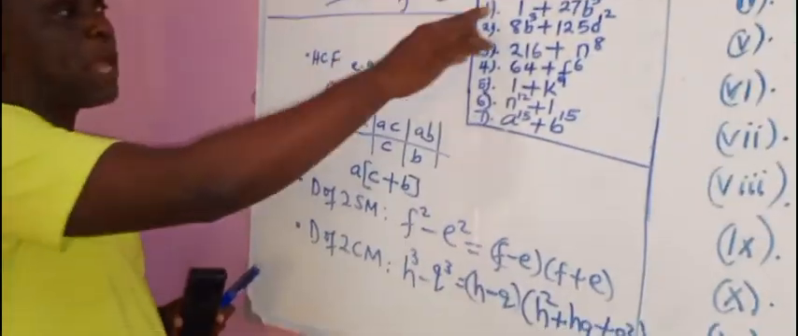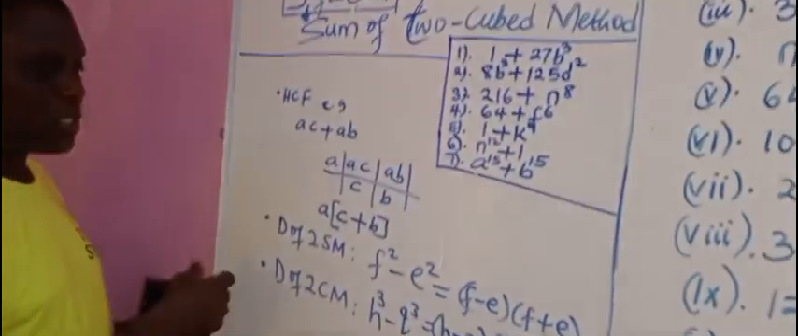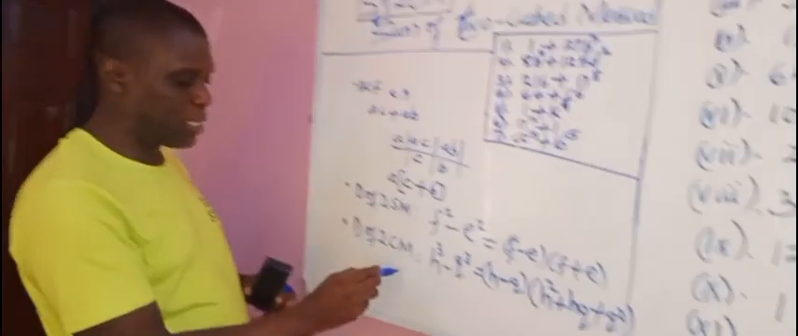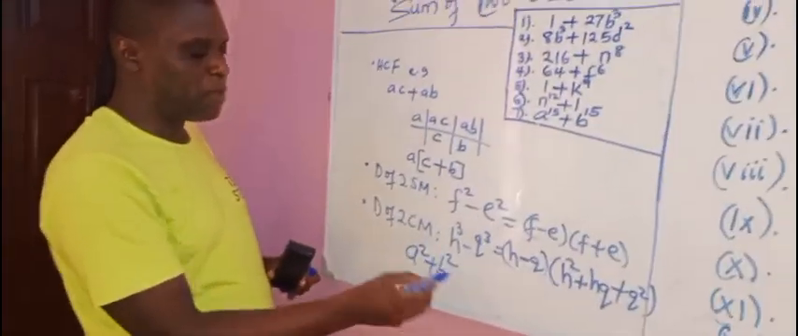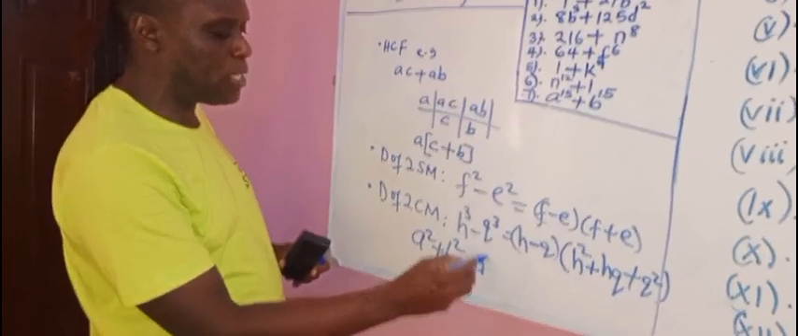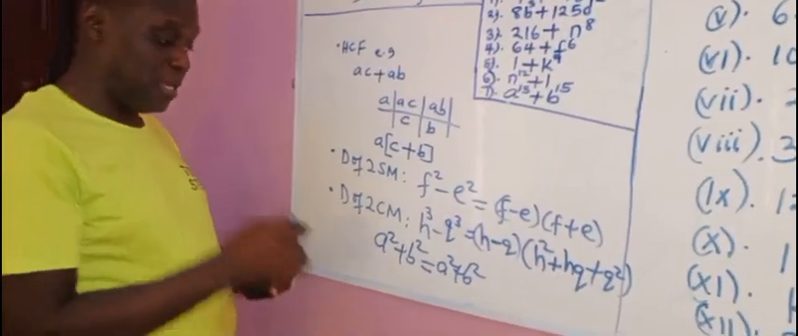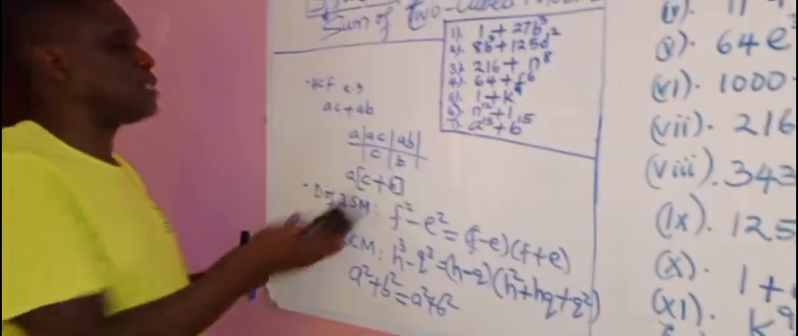Sum of 2 cubes method. Take note that there's nothing like sum of 2 squares. There's nothing like A squared plus B squared. A squared plus B squared is equal to A squared plus B squared. So that one has no factor. Is that clear? Alright, now that is the summary.